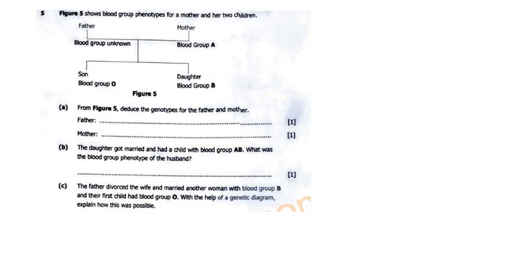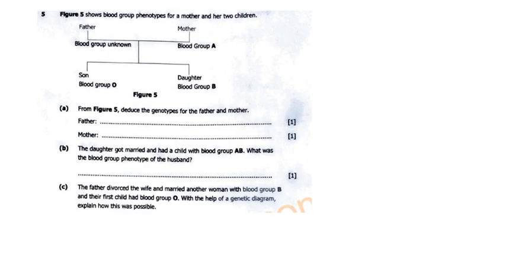Next question. So the next question, which is the last question, is saying figure 5 shows blood group phenotypes for a mother and her two children, father and mother. So here they have put it deliberate that we don't know the blood group of what? Of the father. So the blood group of the father, it is unknown, but the blood group of the mother, it is blood group what? A. And then the son has a blood group O, and the daughter has a blood group what? AB there.